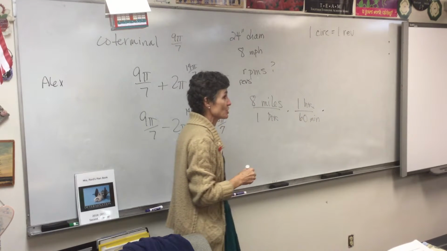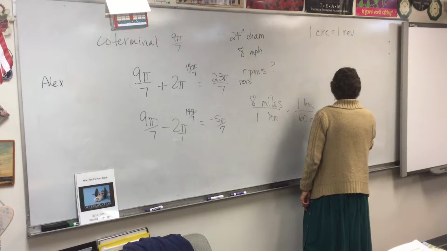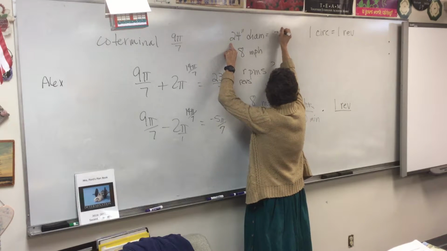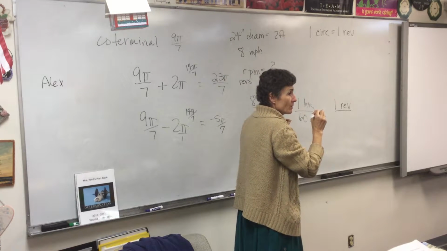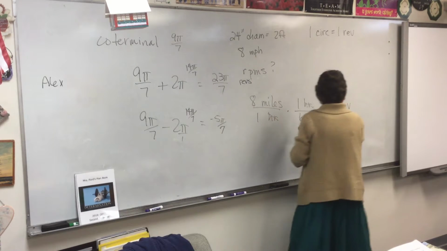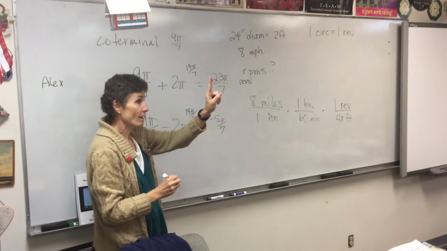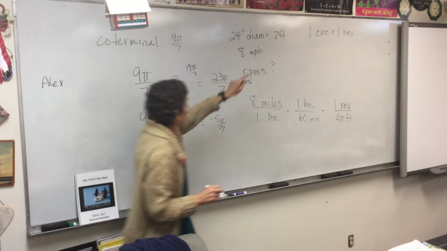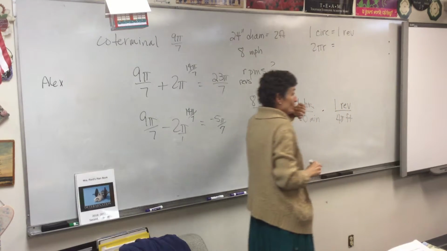I have a 24-inch diameter. So 1 revolution would be, I'm going to go ahead and change that into feet. That would be 2 feet. Would you agree with me? So what's my circumference? 2 pi r, 4 pi? Would you agree that 1 revolution is 4 pi feet? A circumference, which is 2 pi r, is 1 revolution.